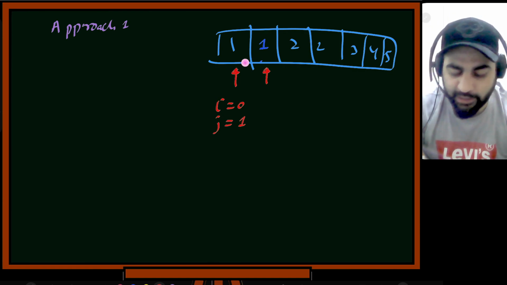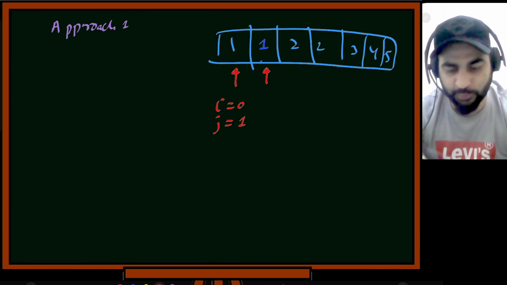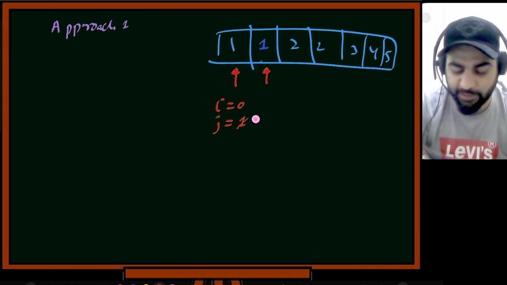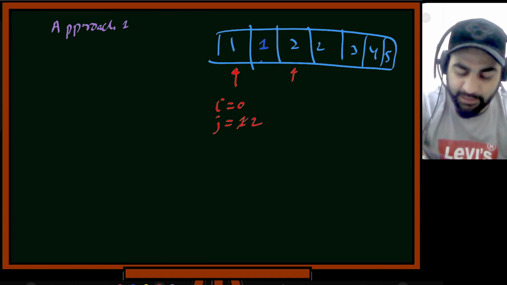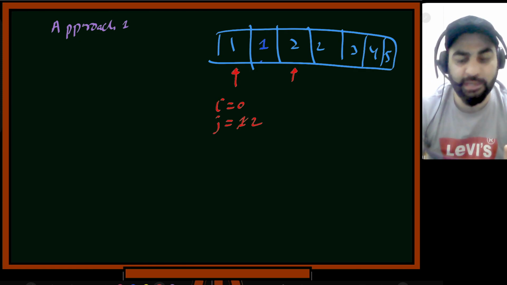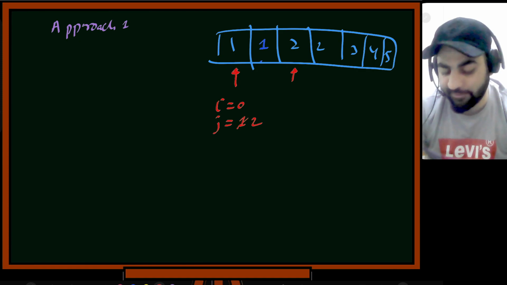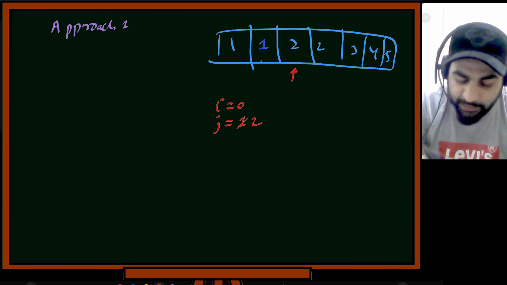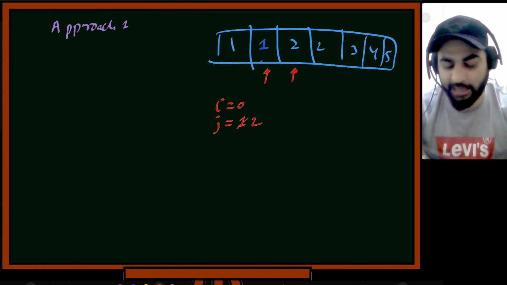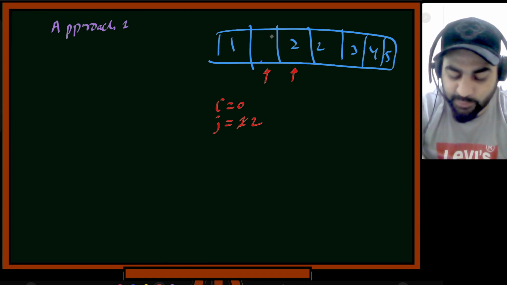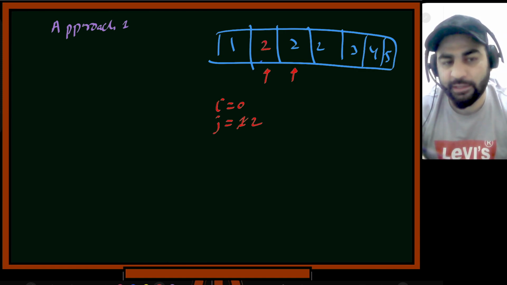So if you see it over here, these elements are same. Now I'll increment j, so j will become 2. Now if you see, these two things are different. If they are different, I'll increment the ith pointer over here and I'll swap these now. I'm not going to swap, I'll just paste this 2 over here. Okay, this is my approach.